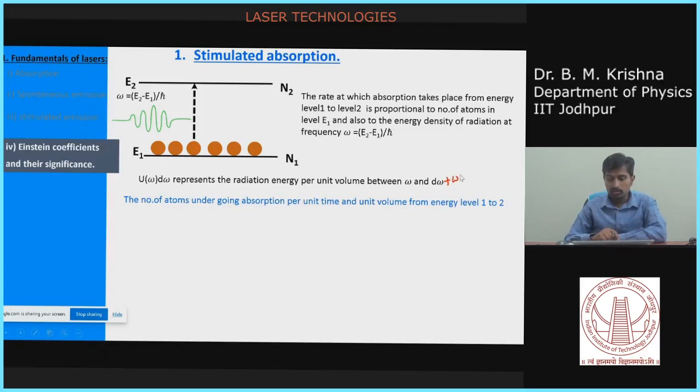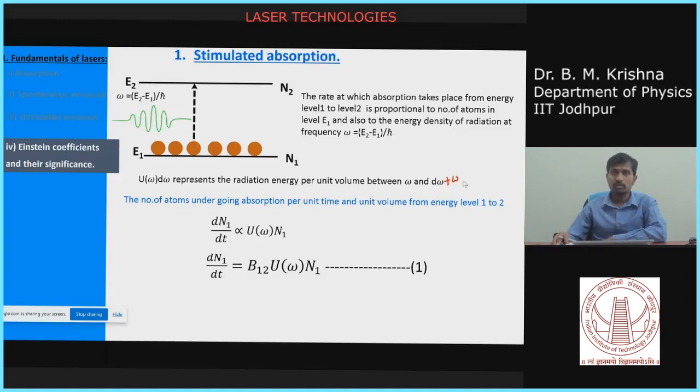The number of atoms undergoing absorption per unit time and unit volume from energy level 1 to 2, that is nothing but the rate of change of number of atoms in the ground state, is proportional to u of omega and N1. So u of omega is your energy density and N1 is the number of atoms in the ground state. If you remove the proportionality, then you introduce a proportionality constant, that is B12, and u of omega is energy density per frequency interval. So this equation 1 represents the rate of change of the atoms in the ground state.